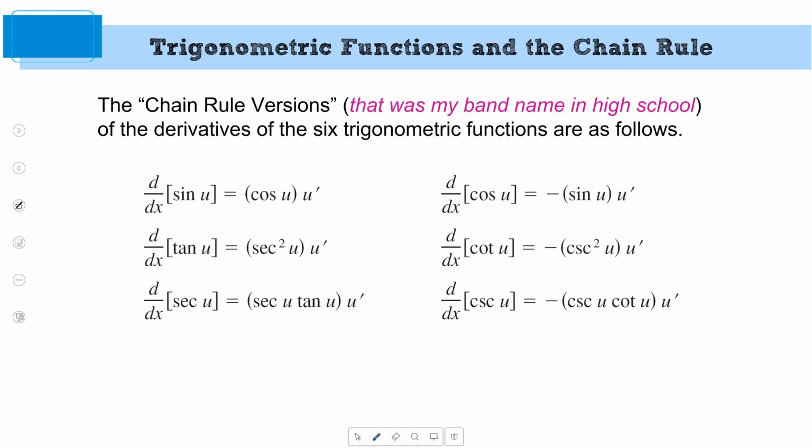If I'm taking the sine of some function, its derivative is the cosine of the function, chained on with the derivative of that function. Cotangent, negative cosecant squared of that function, chained on with the derivative of that function. Okay?